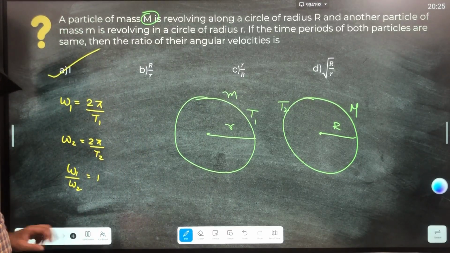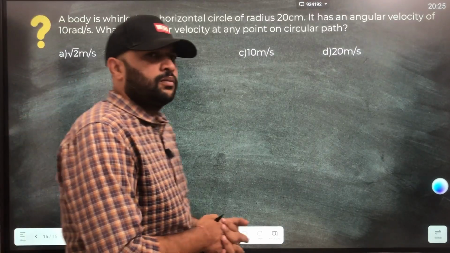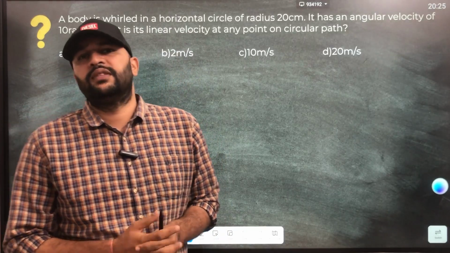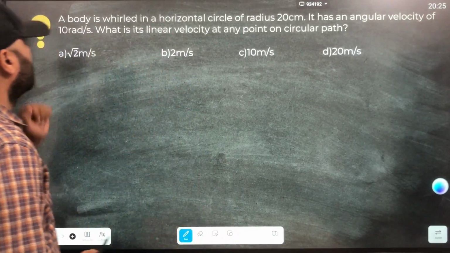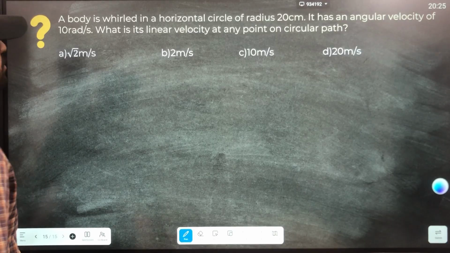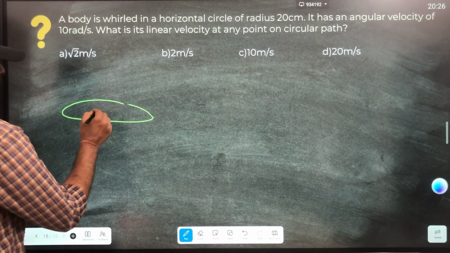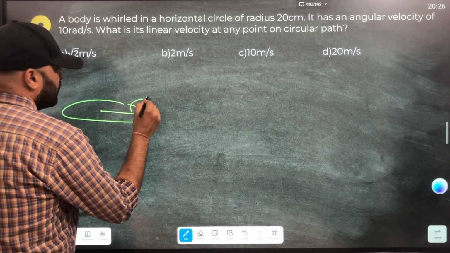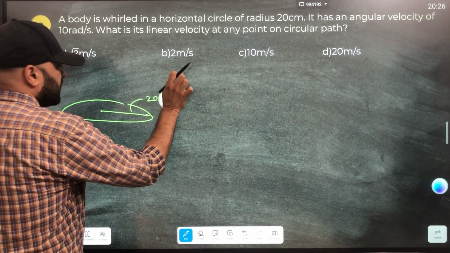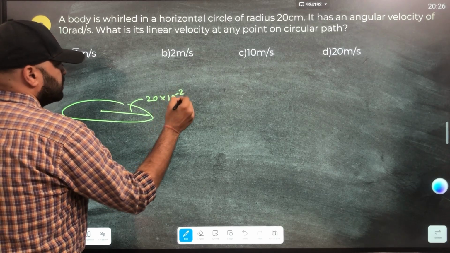Let's see our last problem from motion in 2 dimensions. In the next lecture, we will start with laws of motion, right? So let's see the last one. A body is wheeled in a horizontal circle. So let's say this is our horizontal circle over here, of radius 20 centimeter. So this is our r, 20 centimeter. I'm just putting here 20 into 10 to the power minus 2.